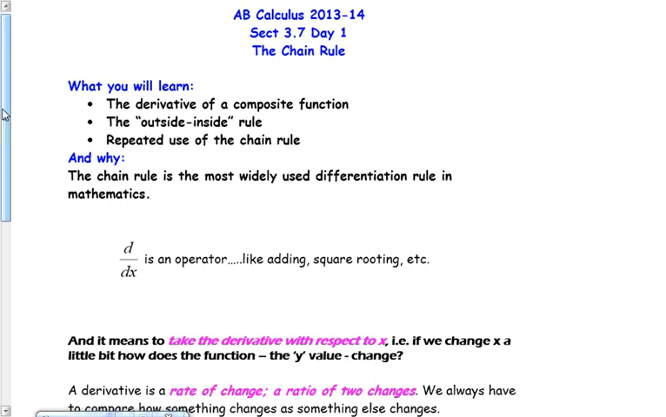Today, we're going to learn a new derivative rule called the chain rule. This brings back some of your knowledge on composition of functions: an inside function and an outside function. We're going to talk about a rule for what happens when you have the derivative of a composition of functions. We'll talk about outside, inside, and repeated use of the chain rule. That might be tomorrow.